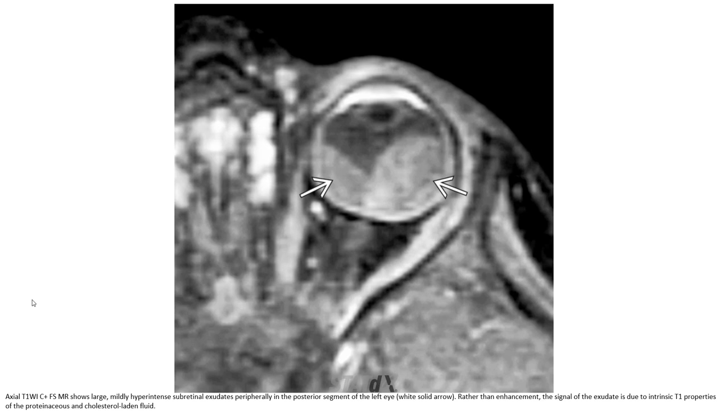Axial T1WI plus FS also shows large, mildly hyperintense subretinal exudate peripherally in the posterior segment of the left eye. Rather than enhancement, the signal of the exudate is due to the extensive T1 shortening property of the proteinaceous and cholesterol-laden fluid.